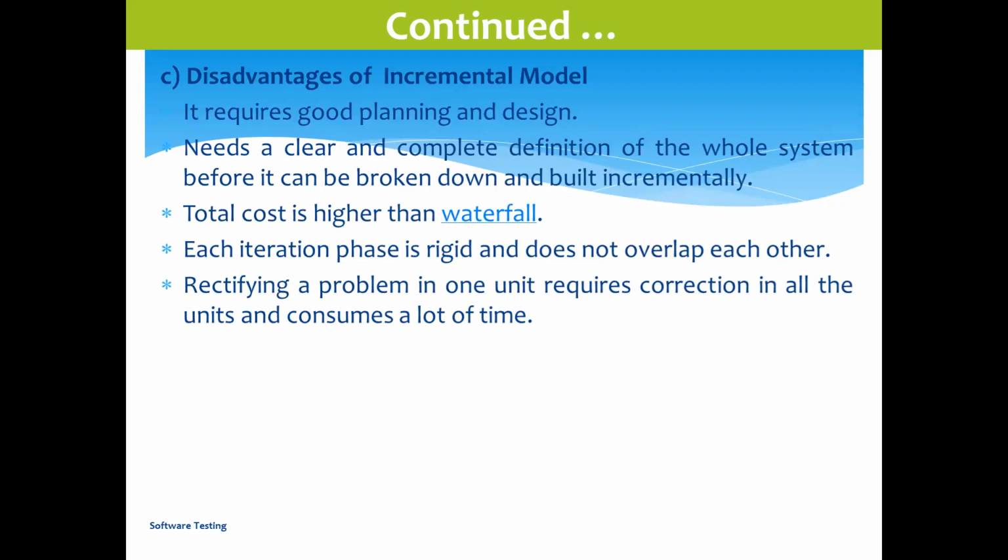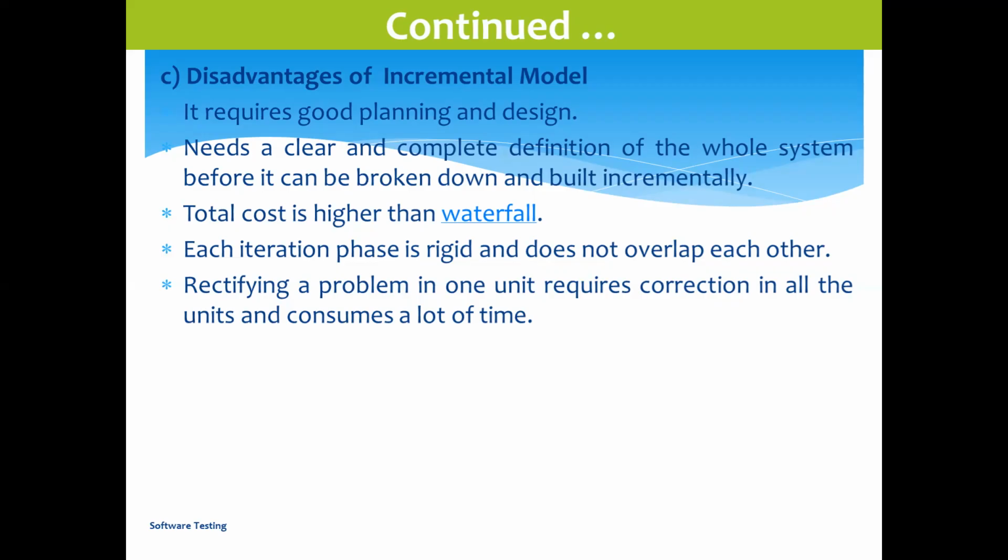Rectifying a problem in one unit requires correction in all the units and consumes a lot of time. One unit means one part, one build, one phase of those 15 days. If any problem is there, then we can correct it. Suppose the BA team is working on the next sub release, the next 15 days. They can capture something, inform the client, and rectify it. So while you are working on build 2, the next build will not face the problem.